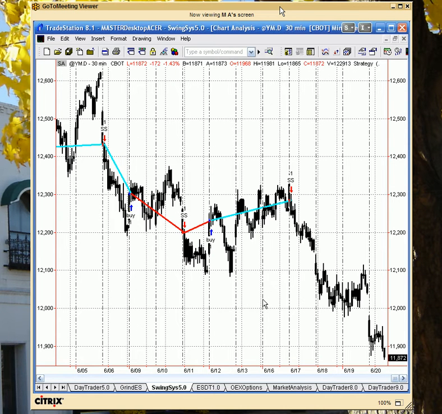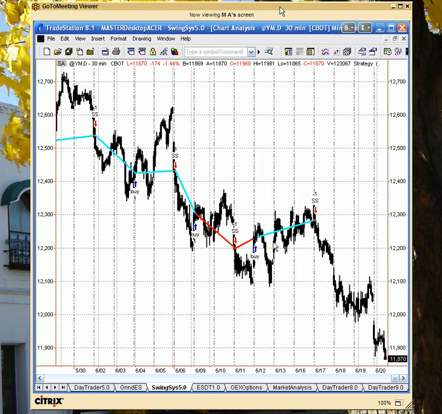12,280, we'll call it, to 11,880. So just an absolutely amazing trade. 400 points in 3.5 days. So that's $500 a day per contract. So $2,000 per contract, about a 50% return. Actually, that's about a 70% return, we'll call it, in just about 3.5 days. So just a beautiful system.